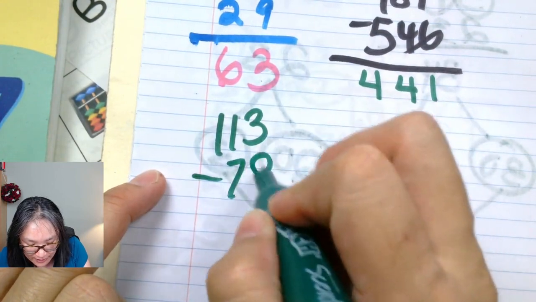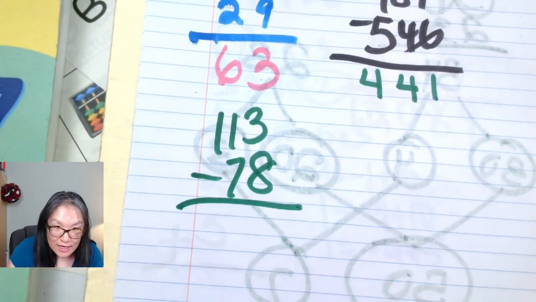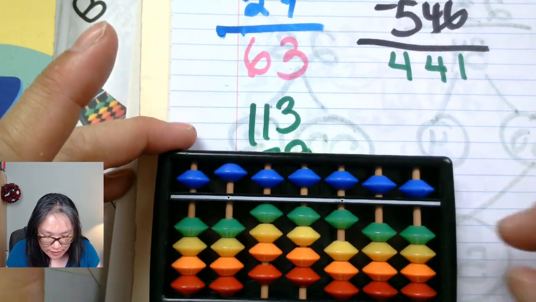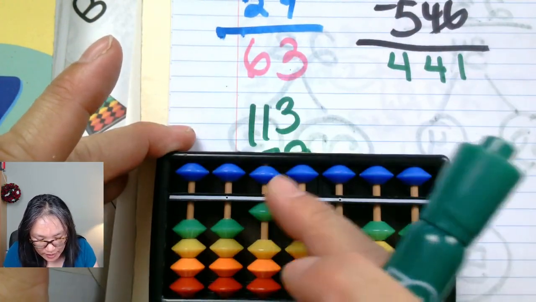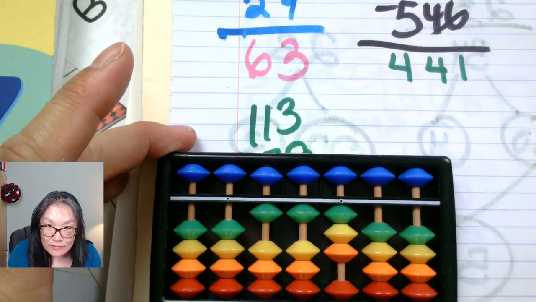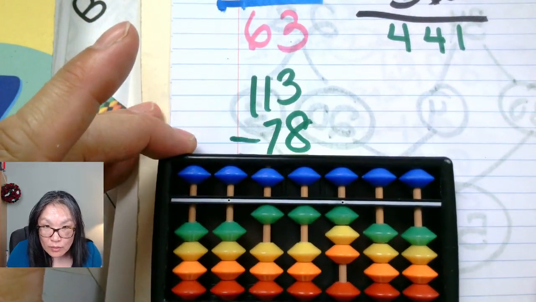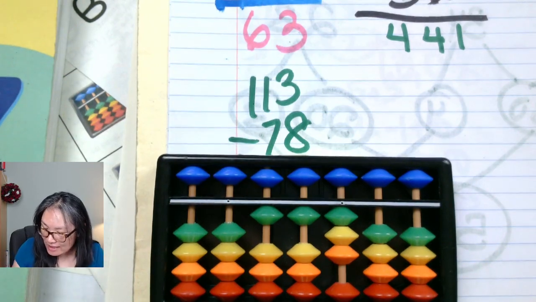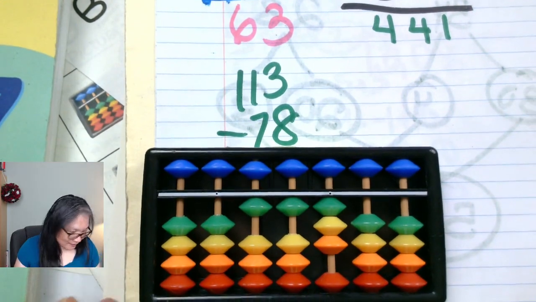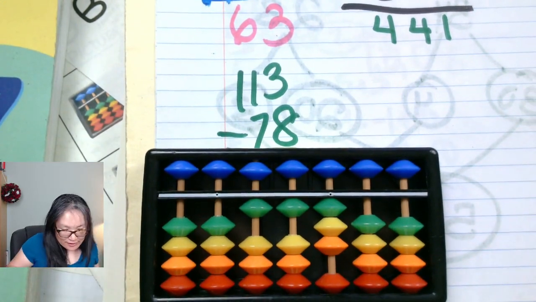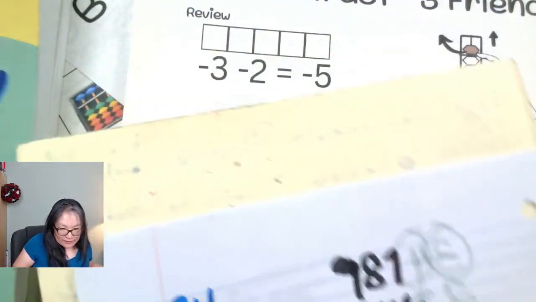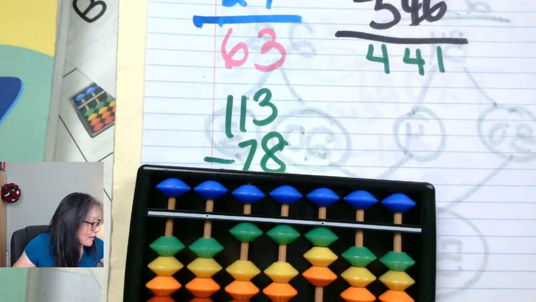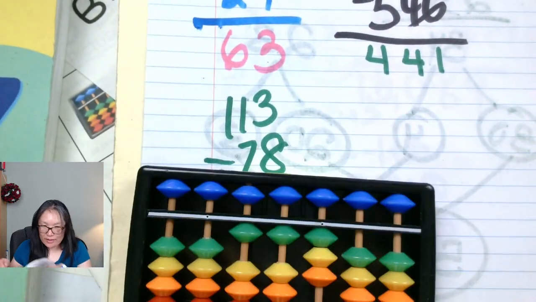113 minus 78. All right, let's see what we do, Edgar. Let's do 113. We're going to take away 7. How do we take away 7? We know how to take away the 7. How do we take away the 7?